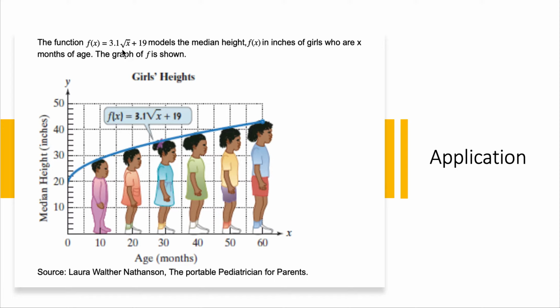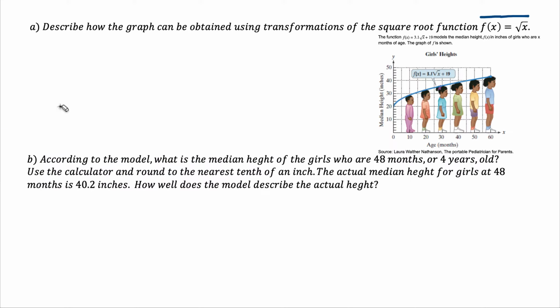f of x equals 3.1 square root of x plus 19 models the median height f of x in inches of girls who are x months of age. The graph of f is shown here. So here is the height, and on the x-axis the age of the girls in months. Let's see in the other slide what we have to solve.